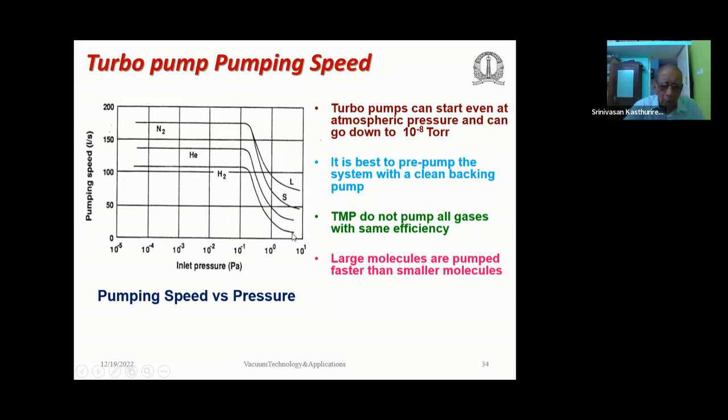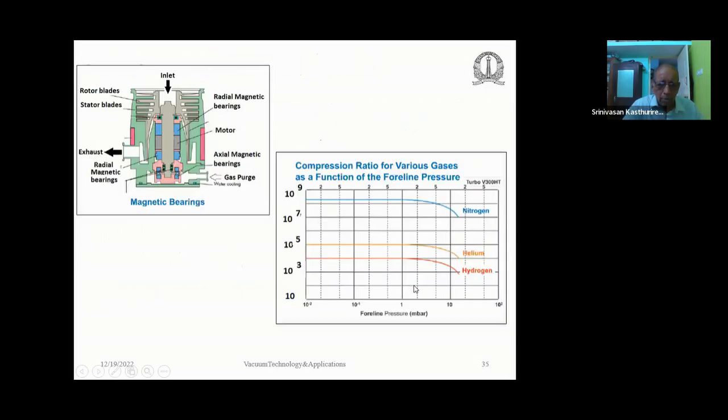Initially, when you have low RPM, you do not have much of a pumping speed. But when you cross about 10 raised to minus 1 Pascal, you have a constant pumping speed. Nitrogen is the highest, followed by helium, and next followed by hydrogen, because they depend upon the molecular masses of these gases. So the turbo molecular pump does not pump all the gases with the same efficiency. Larger molecules are pumped faster than the smaller molecules. This gives you a little more detailed structure.